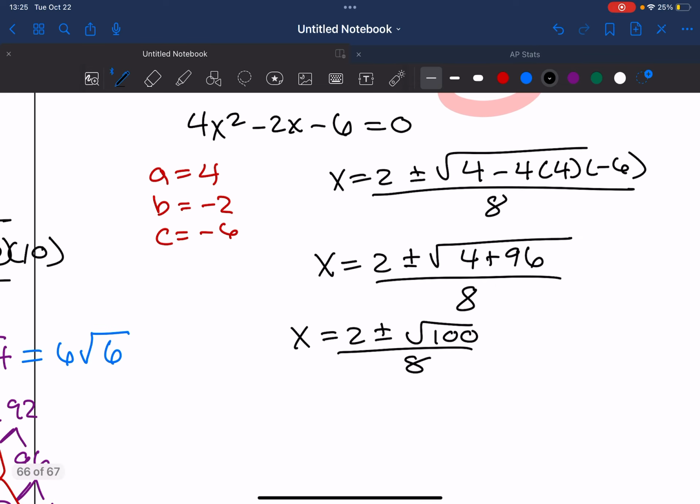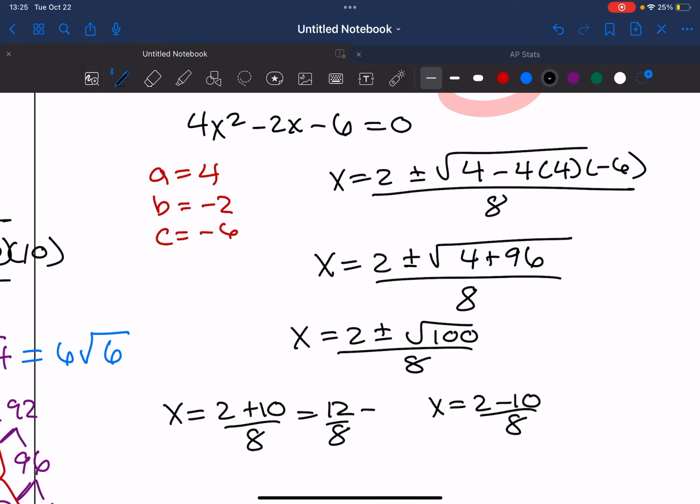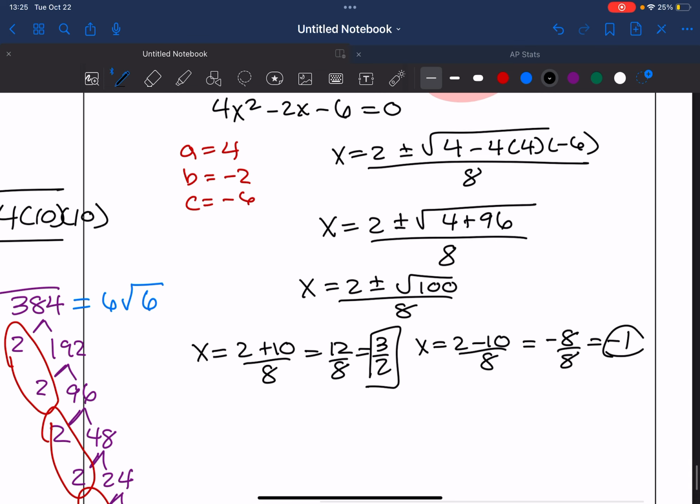We know that the square root of 100 is 10, so we're left with x is equal to 2 plus 10 over 8, and x is equal to 2 minus 10 over 8. This becomes 12 over 8, which reduces to 3/2. And then this one becomes -8 over 8, which reduces to -1. So we have 2 answers here, and they're both real. So 2 real roots.